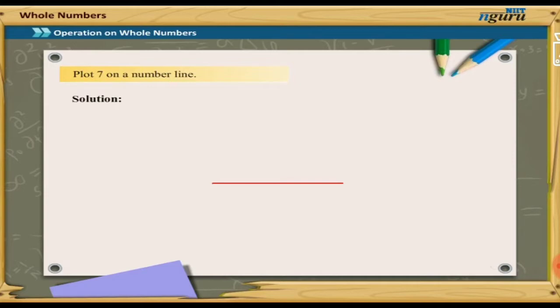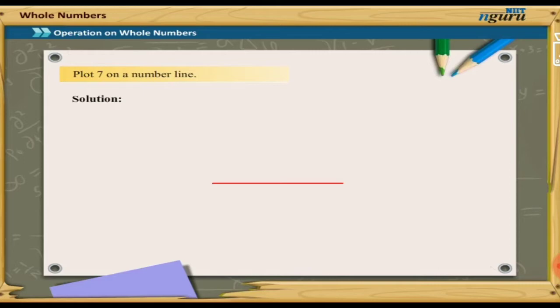Now, let us learn how to subtract two whole numbers on a number line. Let us subtract 1 from 6 on a number line. Draw a number line. Starting from 0, move 6 steps to the right to reach the number 6. Now, to subtract 1, take 1 step to the left of 6. You reach the number 5. So, 6 minus 1 is 5, as seen on the number line.